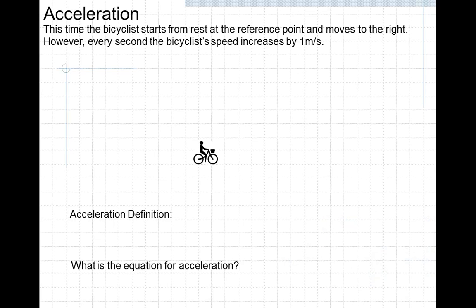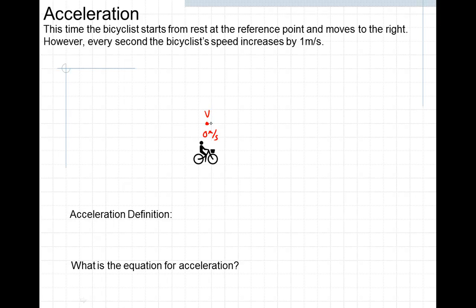So let's say this time she starts from rest at the reference point and moves to the right. However, every second the bicyclist's speed increases by 1 meter per second. So let's say this is the reference point. We'll label that as 0 meters per second because she's not moving yet. And we'll put a v there to show her velocity.